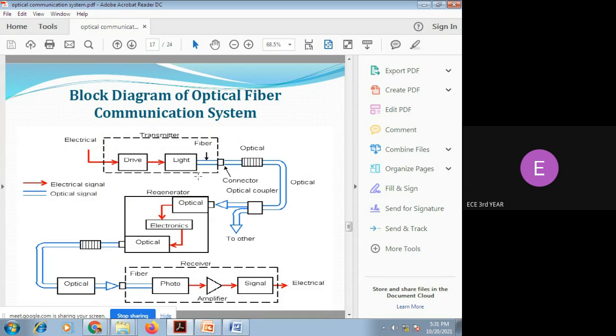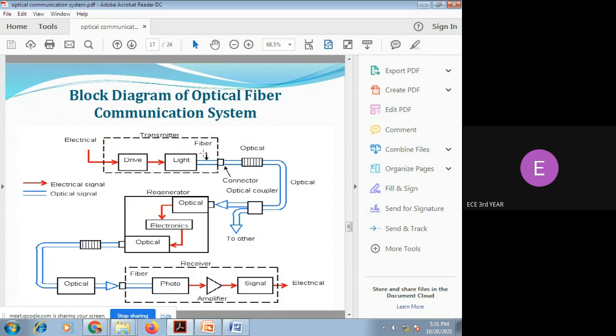There are three blocks: transmitter, regenerator, and receiver. The transmitter transmits the light signal from the electrical signal using an LED or laser. The regenerator receives the optical signal and converts it to electrical, increases the strength of the electrical signal, and then converts it again into an optical signal. The receiver section receives the light signal from the channel and detects the electrical signal using a PIN or avalanche photodiode, then amplifies, filters the channel noise, and sends it to the decision circuit. Finally it reaches the receiver destination. This is the overall block diagram of the optical communication system.